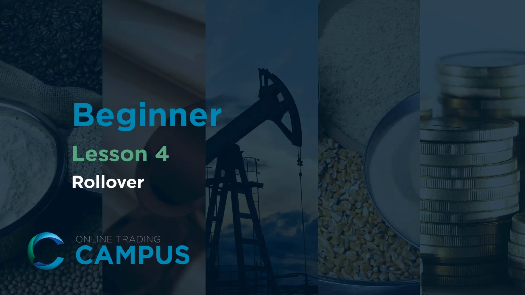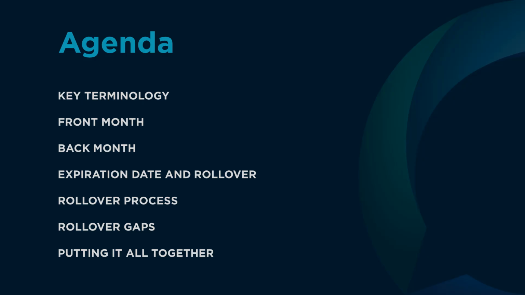In lesson 4 now we will discuss rollover. In this lesson we will focus on the rollover process. Before I explain rollover in detail, we have to cover key terminology such as front month, back month and expiration date. Once this is done, we explore the rollover process and everything associated to it. At the end, as usual, I'll do a small summary by putting together what we have learned in this lesson. So let's get started.